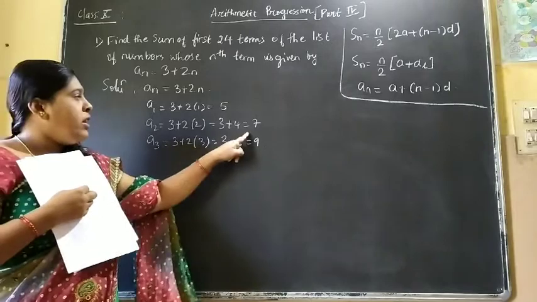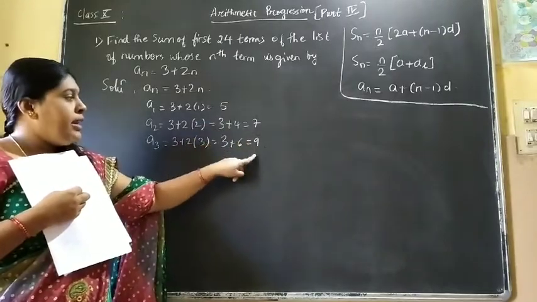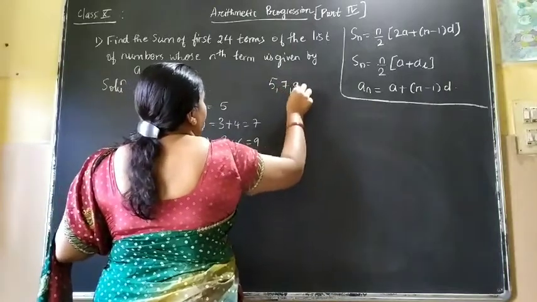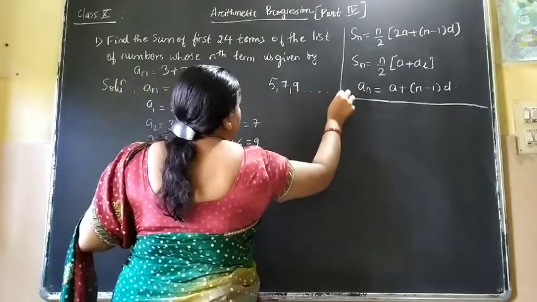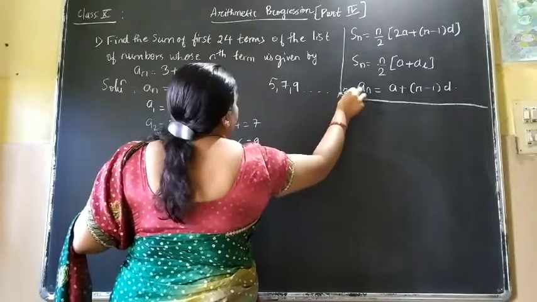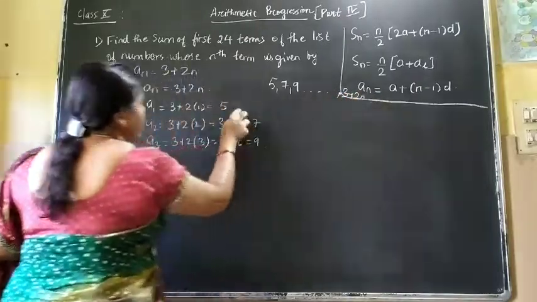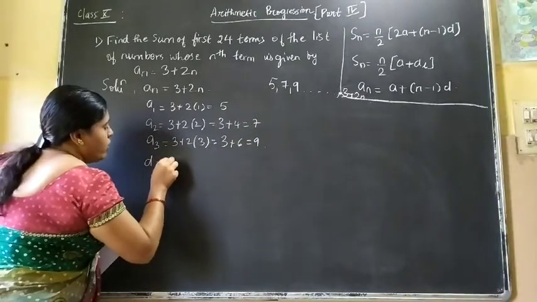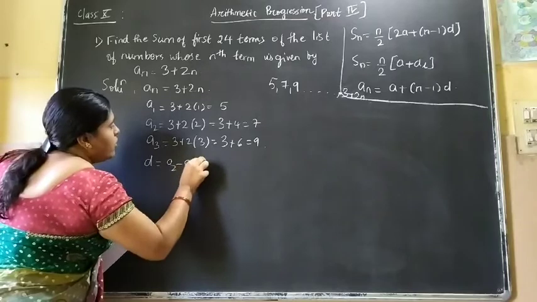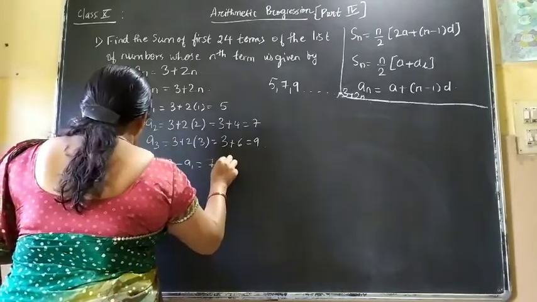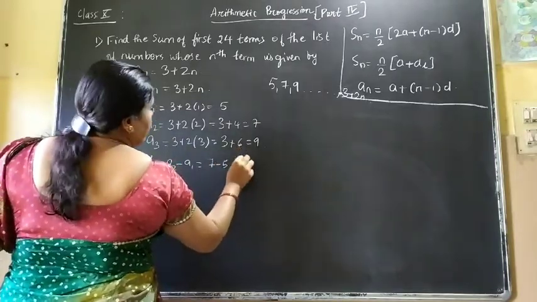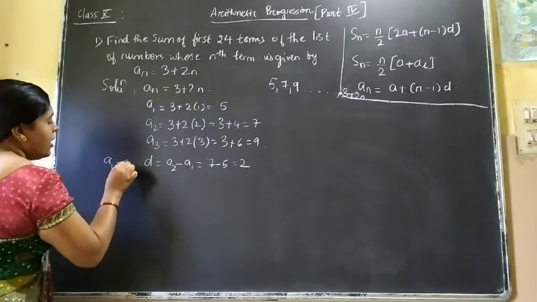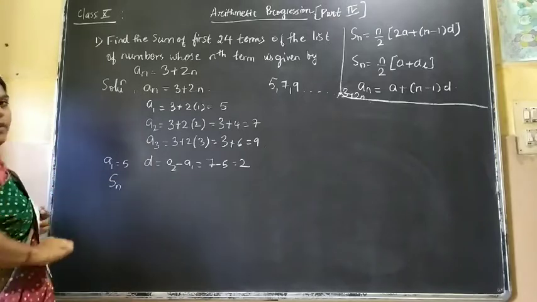See, now we have got a1, a2, a3, and what we are having here? 5, 7, 9. So the series will be like this: 5, 7, 9, and so on, and the last term will be 3 plus 2n. Now from this, can we find the common difference? Yes. The difference d will be equal to a2 minus a1, which is 7 minus 5 is equal to 2. So the common difference is 2. The first term is equal to 5. Now we can find Sn.